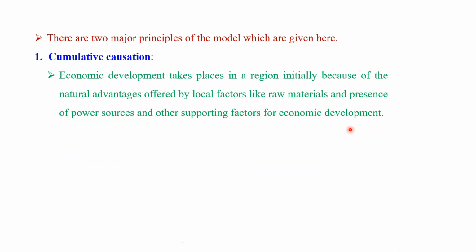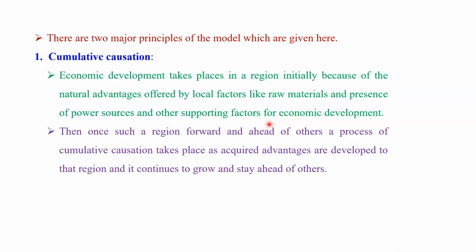Dear student, then let us see, there are two major principles that are also explained by Myrdal in his model. Let us discuss these two principles one by one. The first is cumulative causation. Dear student, economic development takes place in a region initially because of the natural advantages offered by local factors like raw material, the presence of power sources, and other supporting factors for economic development. Therefore, this region develops as compared to other regions.